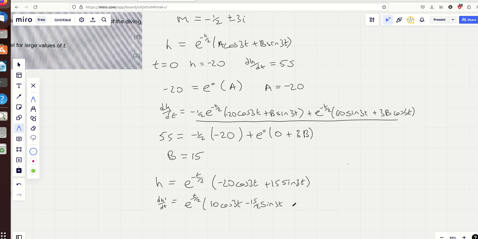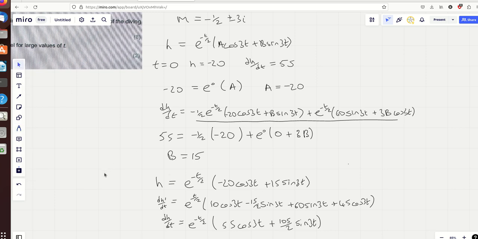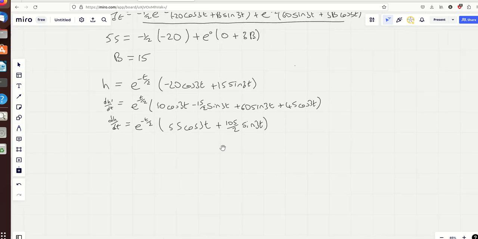Then we're going to have plus 60 sin 3t plus 45 cos 3t. And I'm going to combine those terms, yeah? So just so I've got it nice and neat and tidy before I set it equal to 0. I'm going to have 55, is that cos 3t? And then I think I've got 105 over 2 sin 3t, just because 60 is 120 over 2, and 120 minus 15 is 105, positive 105 over 2.